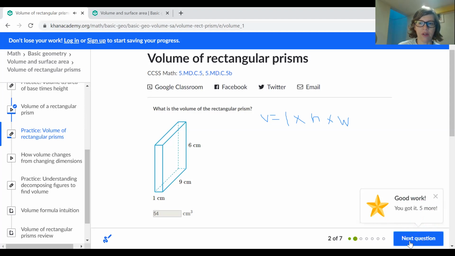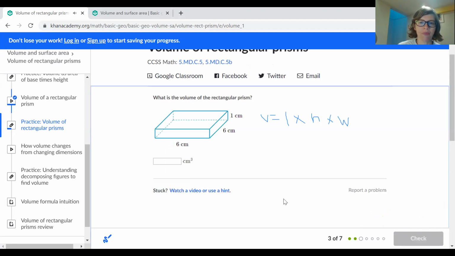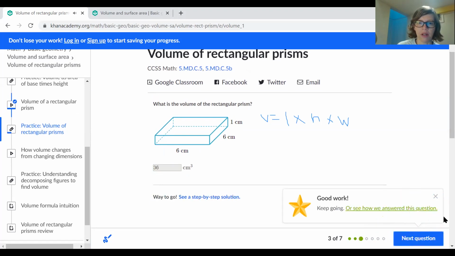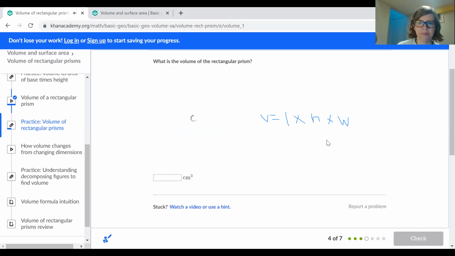All right, let's try the next one. All right, there's the volume of this rectangular prism. And this one we have 6 centimeters by 6 centimeters by 1 centimeter. So give that one a try. All right. So I believe that'd be 36 cubic centimeters. All right. Let's try another one.